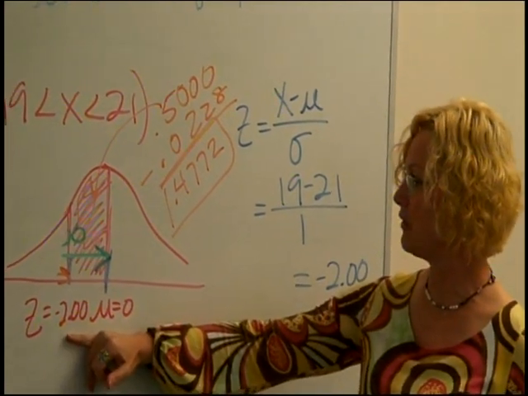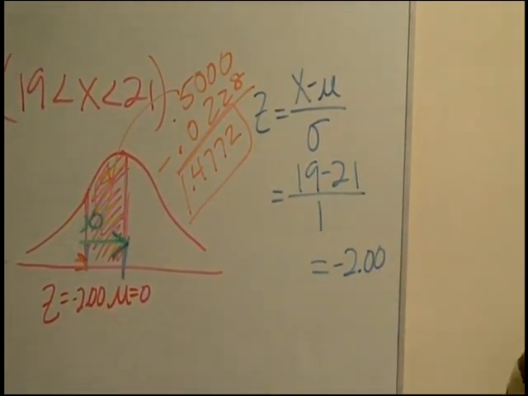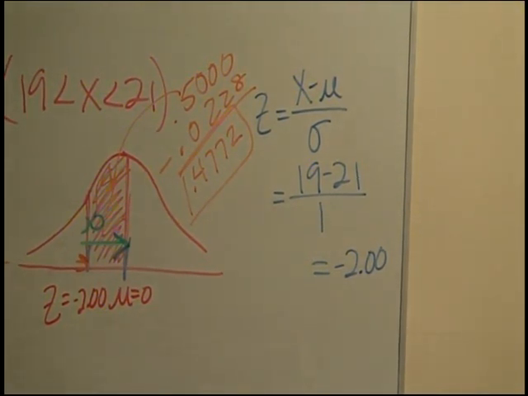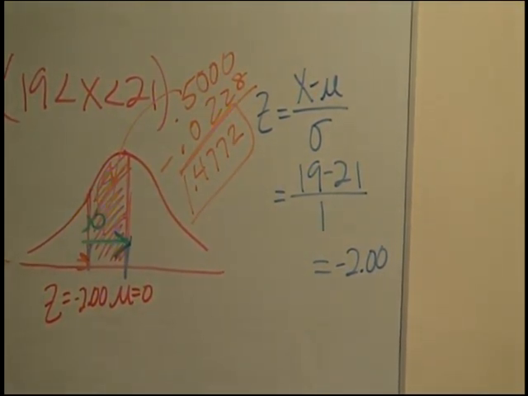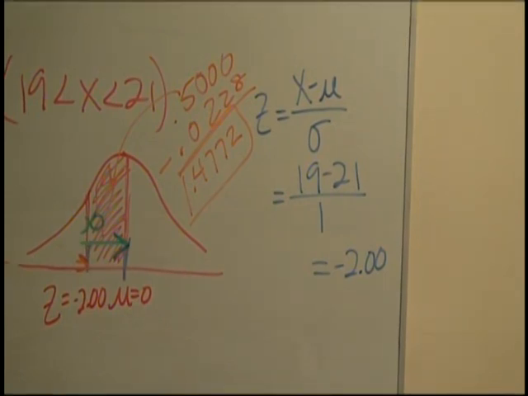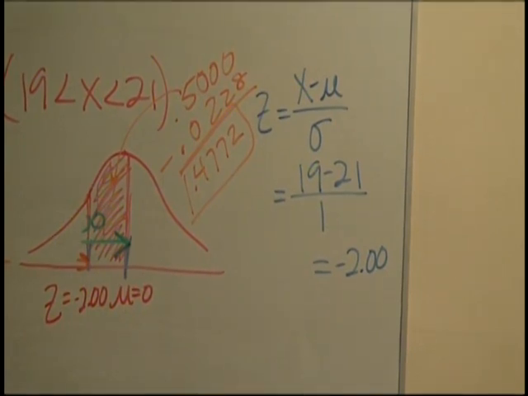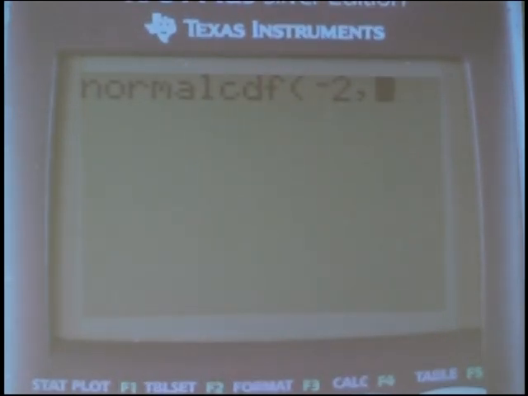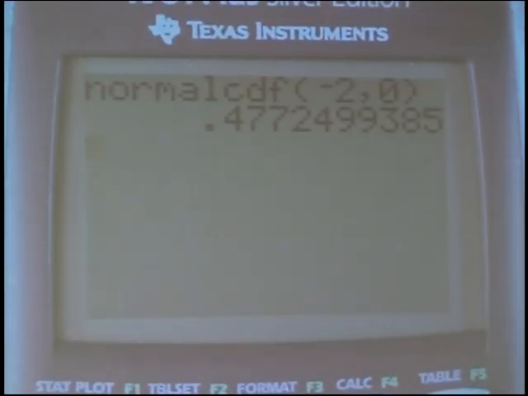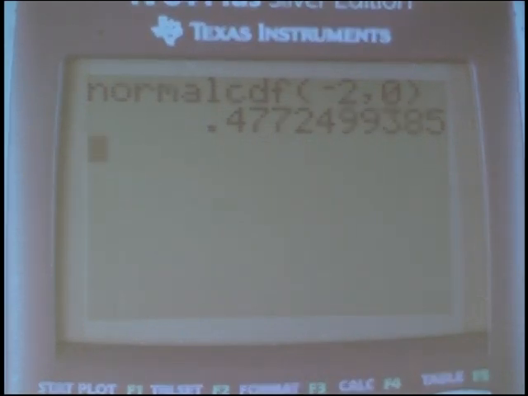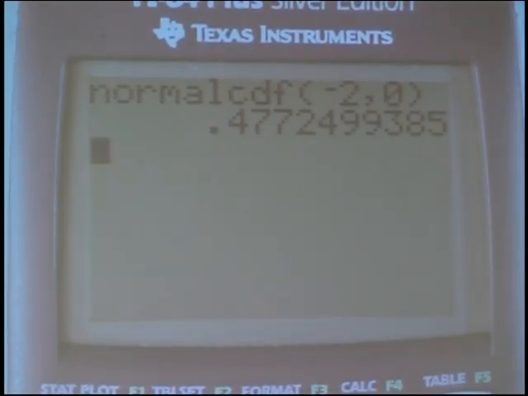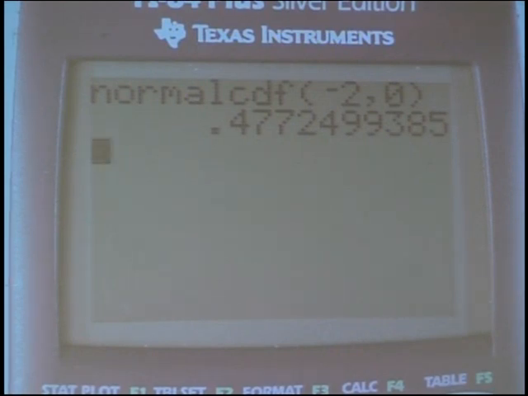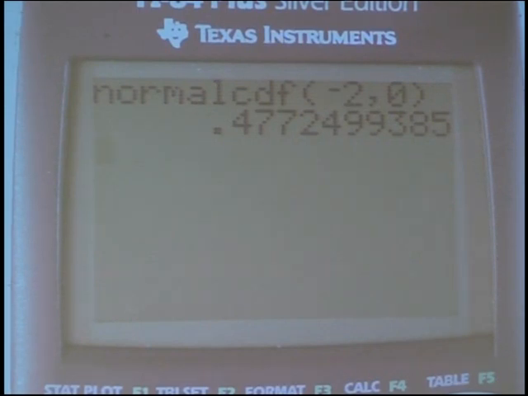Let's say that you already had converted this to Z. When you use normal CDF in Z, you only have to put the lower bound and the upper bound. The mean and the standard deviation are implied. So you would go -2, up to 0, and then just enter. If you do not put in a mean and standard deviation, the calculator will assume that you are in Z, or standard normal. Does that make sense? You guys with me there? Okay.